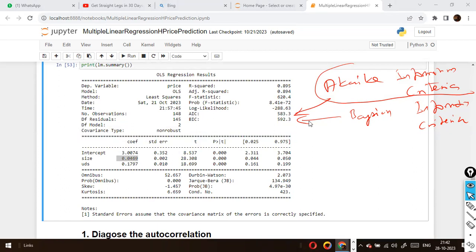If you have 2 independent variables, 3 independent variables, it doesn't mean if you have more independent variables, the value will be less, or if you have fewer independent variables, it will be more. What it does is it checks which variables are actually helpful, like I said, the simple example, right?